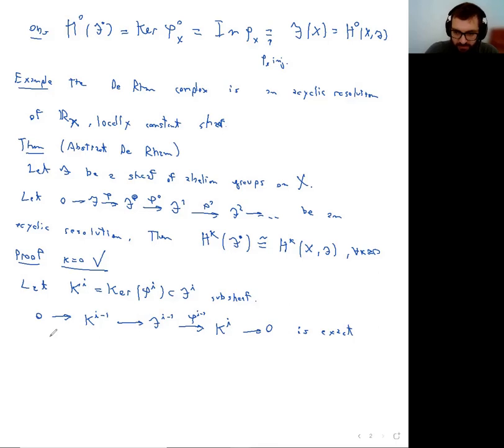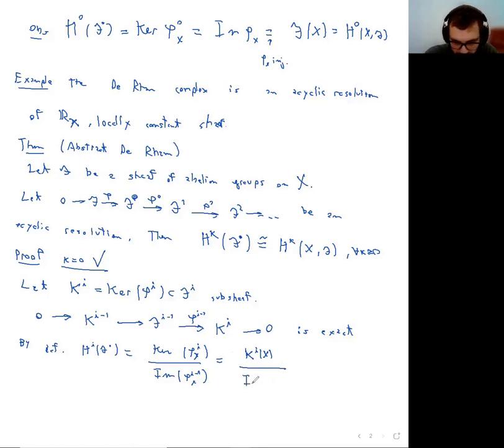Yeah, we have a short exact sequence. And by the way we defined these objects, by definition, what is this H^i(F^•)? Well, this is nothing but the kernel of φ^i(X) modulo the image of φ^{i-1}(X). So this kernel, we can immediately replace it with global sections of K^i, right? And the image is just the image. Keep it like this for now. It will change very soon.